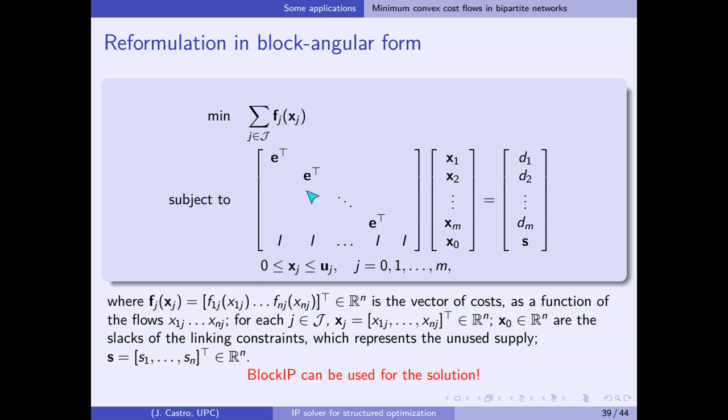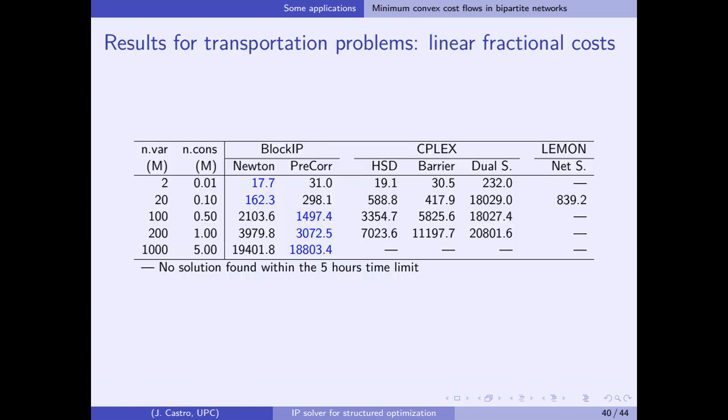And this exactly has the block structure of our interior point method. So that means that you can solve this particular type of problem with BlockIP. That's all. It's a very simple idea, but it's the first time this was used for the solution of transportation problems. So just some quick results.